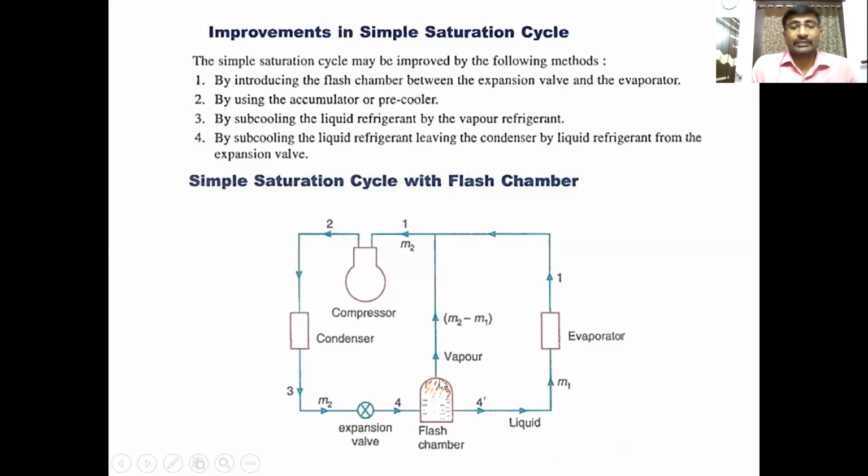Flash is nothing but the vapors which are bypassed from the evaporator, and that bypassed vapor is again mixed with the vapor coming from the evaporator. That mixture will be sent to the compressor. So by placing the flash chamber, the advantage is that the evaporator size can be reduced by avoiding the vapor refrigerant flowing across the evaporator.